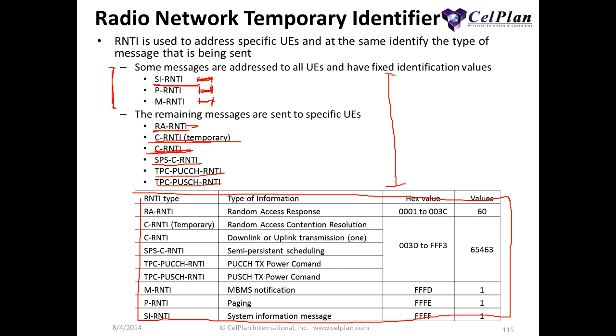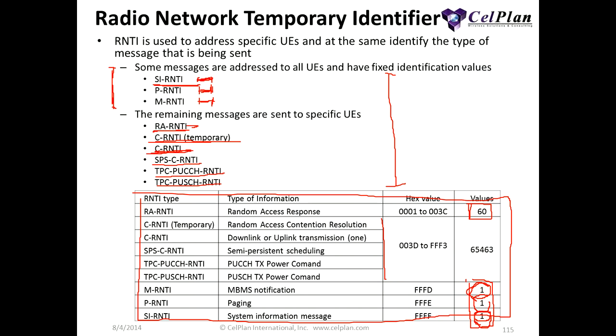Here I have in this table the addresses that are used. Why do I want to know how many addresses? Well, it's very important to understand. So SI, system information, has only one address. Everybody uses the same address. Paging has only one address, and multicasting has only one address. So those three, basically, all the UEs have to check for. If they are in a random access, there are 60 values, and the UE, you will see, will pick one of these values and check if its access was successful.